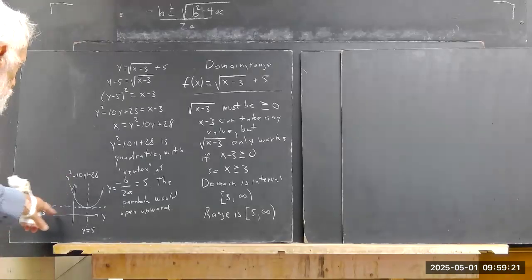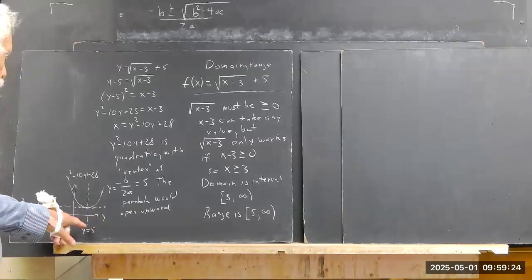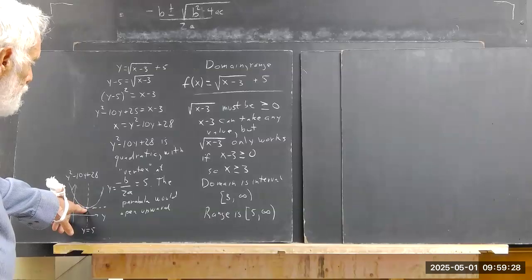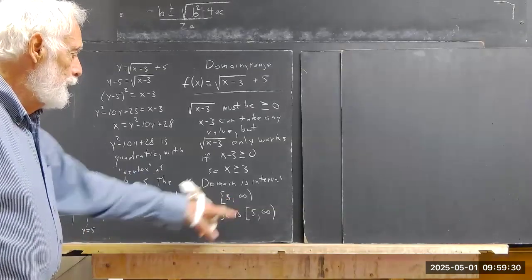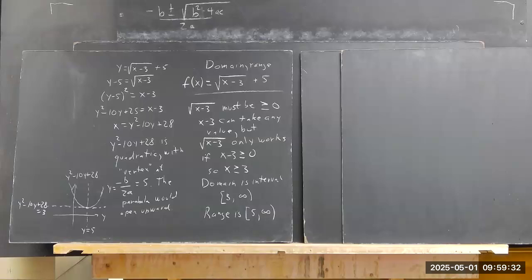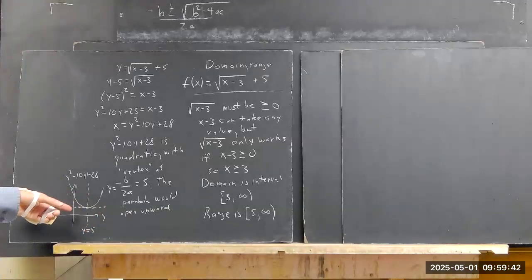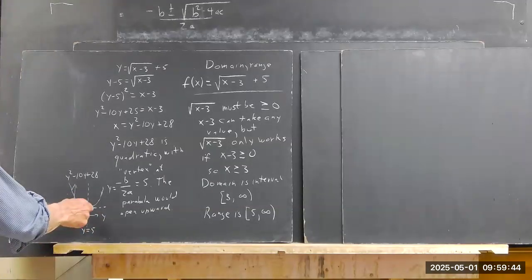That is, the value of this thing is equal to 3 here, when y equals 5. And this agrees with what we said about the domain. Okay. The domain is 3 to infinity, and that corresponds to all the values from here on up.